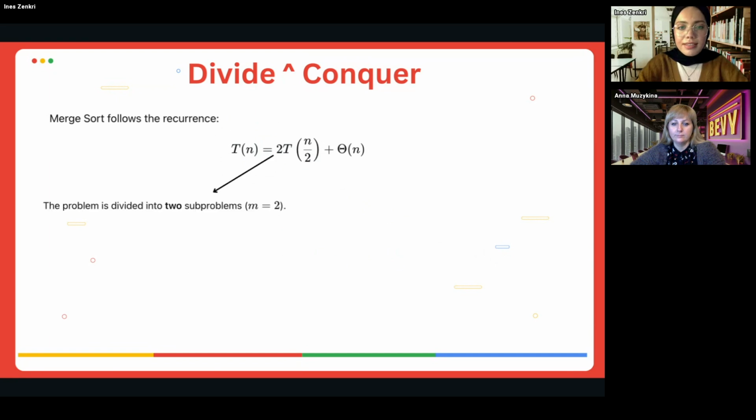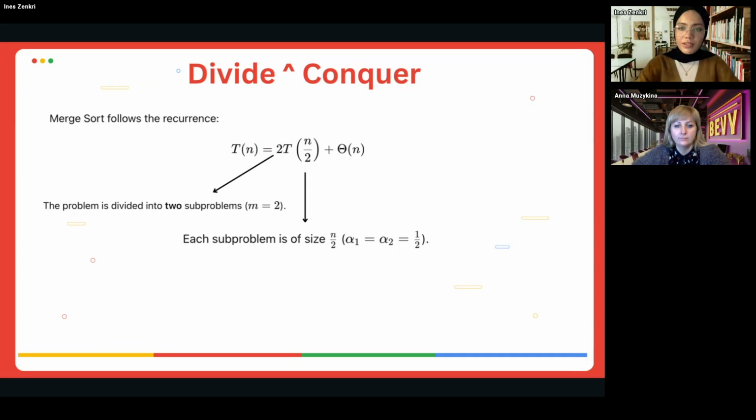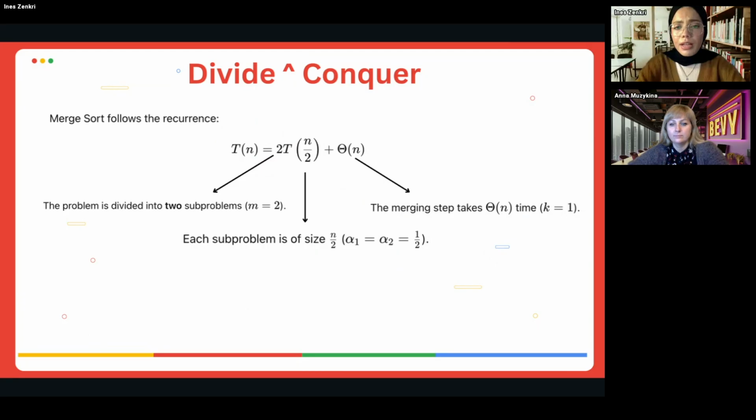How is that exactly? Basically, we have 2 recursion calls because each time we divide the problem into 2 subproblems, which are 2 arrays. Each subproblem is of size n by 2, because the first array is of size n, then if we divide by 2, the next 2 arrays are of size n by 2, and so on. And plus theta of n, basically because merging takes linear time.